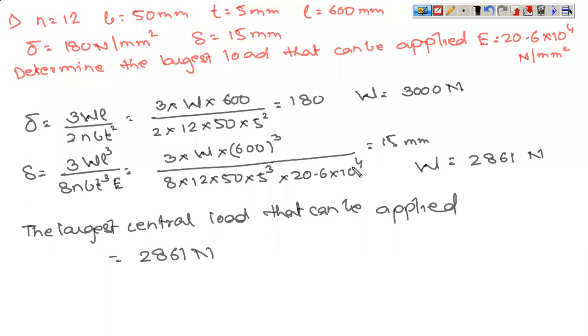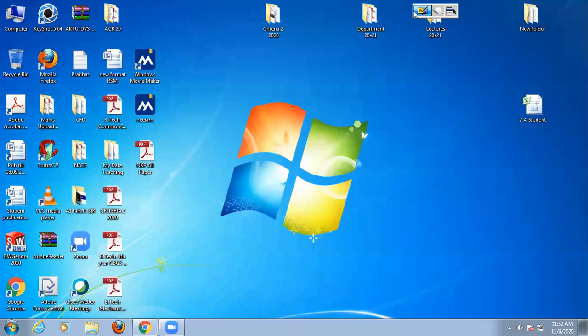You will be choosing the lesser one of the load to be as your largest central load. The reason is, if you put this 3000 here, the central deflection will exceed 15 mm. If you put this 2861 here, the stresses will be reduced from 180 to some lower value. So this is a satisfactory load value which can be applied with respect to both these relationships. The smaller of the load has to be chosen as the maximum load because it is satisfying both the given relationships at the same time. Okay, so this is one numerical, very small, that we have discussed.